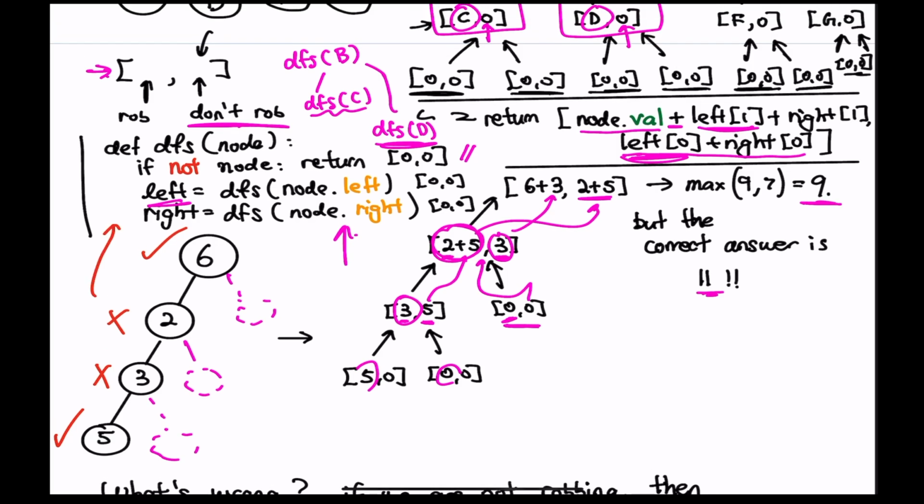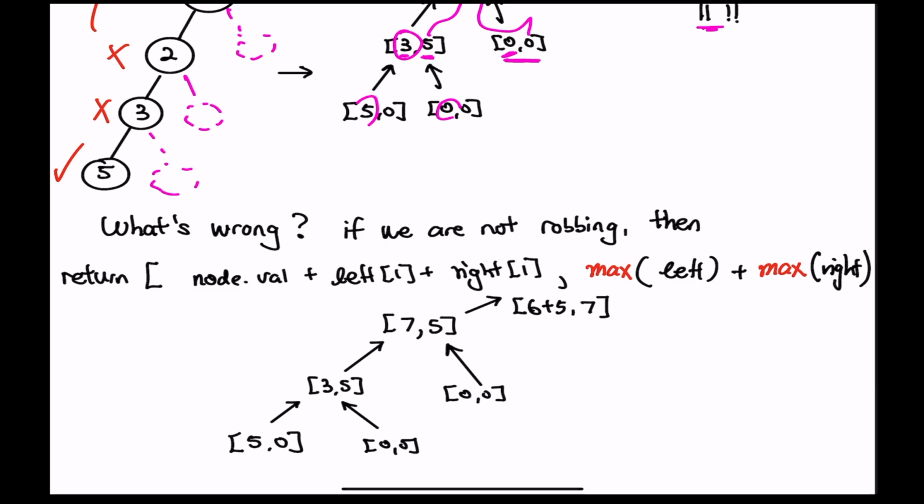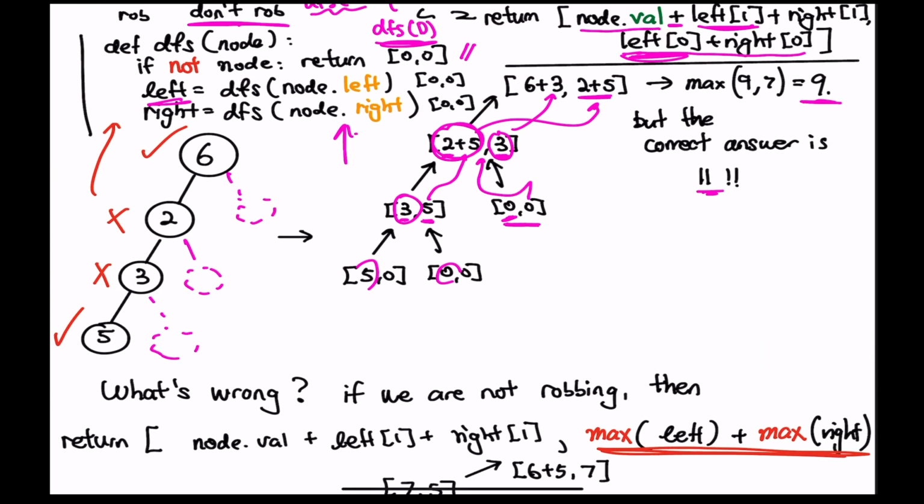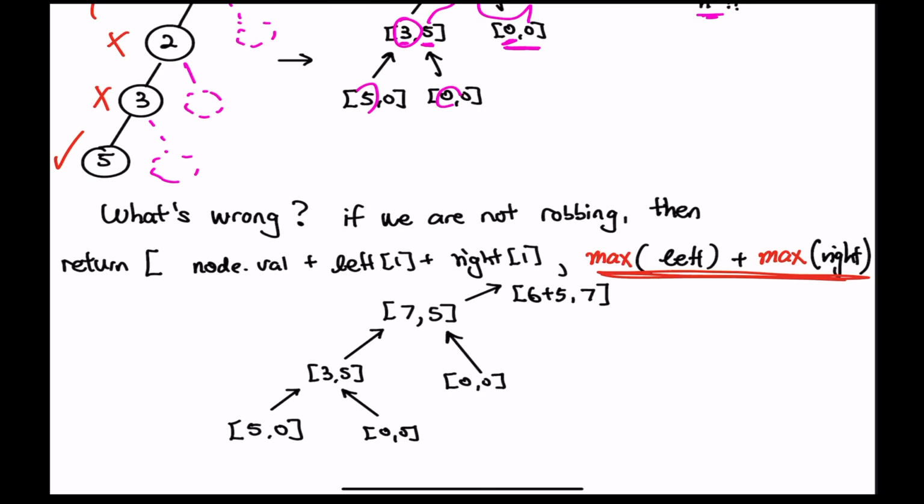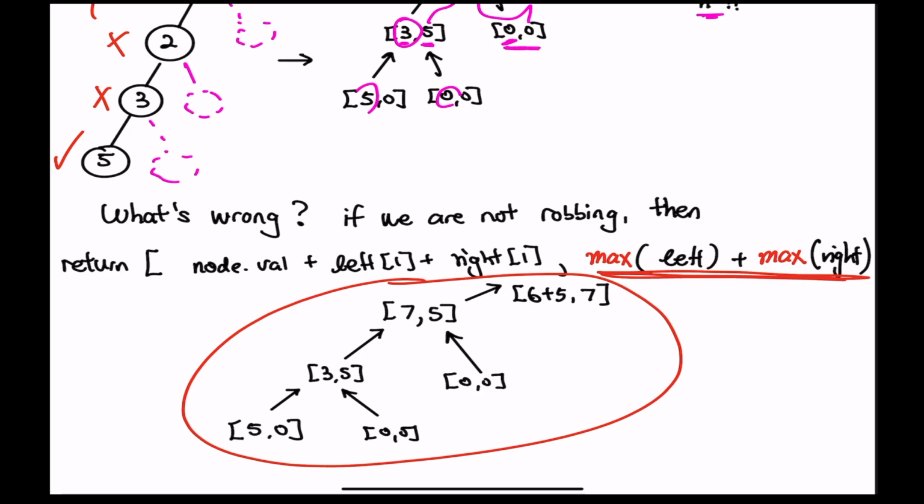So how should we modify this? Very simple. We change this part. Instead of left of 0 plus right of 0, we take the maximum of left plus the maximum of right. Using that, we get the correct tree, and we see that the maximum value is 11.